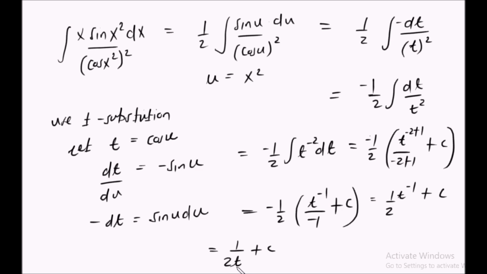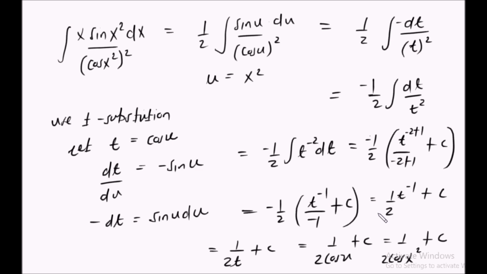Lakini t ni nani? T ni cos u. Kwa hiyo hii kumbe ni sasa na 1 over 2 cos u plus c. Lakini u ni nani? U ni x squared. Kwa hiyo kumbe jibu ni 1 over 2 cos x squared plus c.